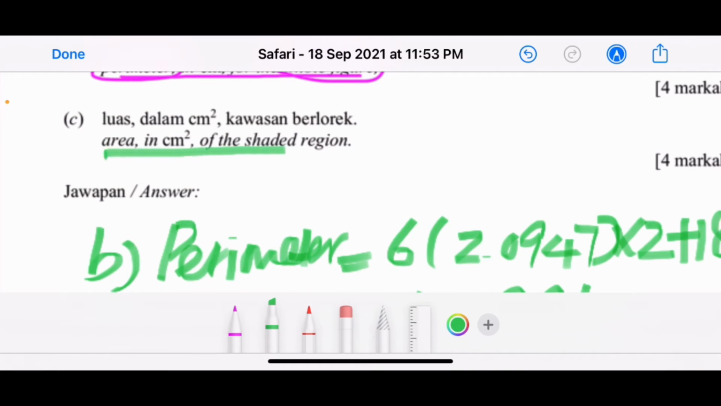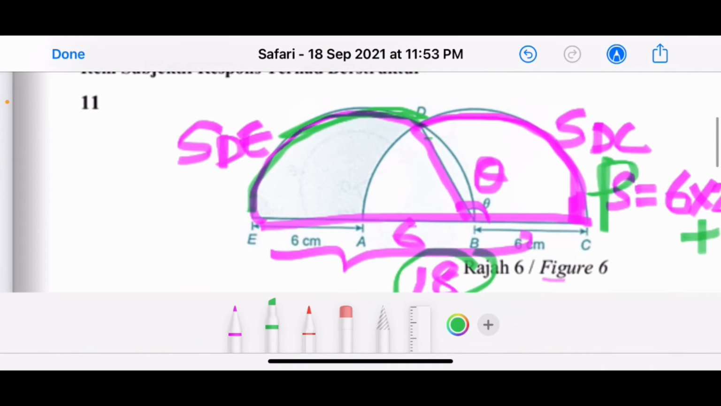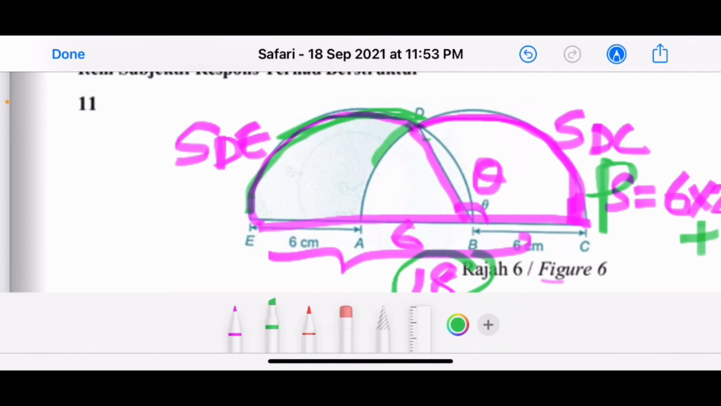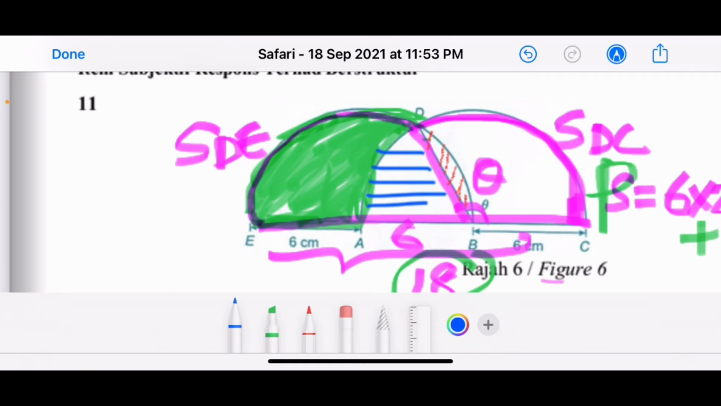Now we're going to find the area of the shaded region. Area of the shaded region meaning that you have to focus on this one. The shaded region is here in green color. Okay, make it darker. So that means you have to find the area for the sector and the segment. This is a sector and the segment.